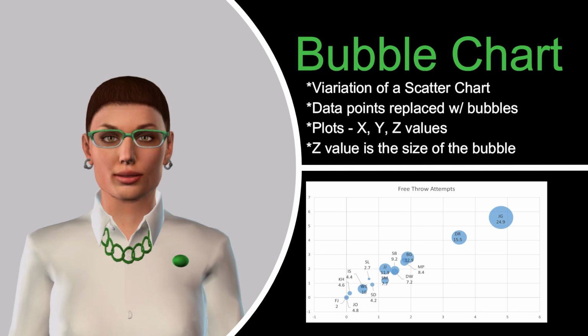A bubble chart is a variation of a scatter chart in which the data points are replaced with bubbles. An additional dimension of the data is represented by the size of the bubbles. Just like a scatter chart, a bubble chart does not use category axes. The horizontal and vertical axes are value axes. A bubble chart plots X values, Y values, and Z values, the Z value being the size of the bubble.